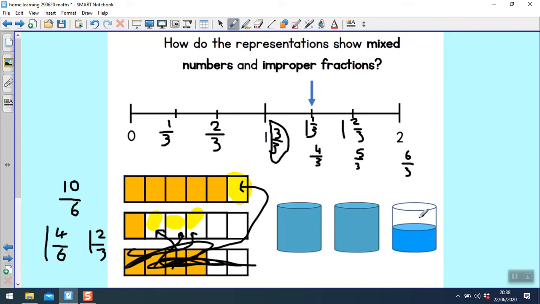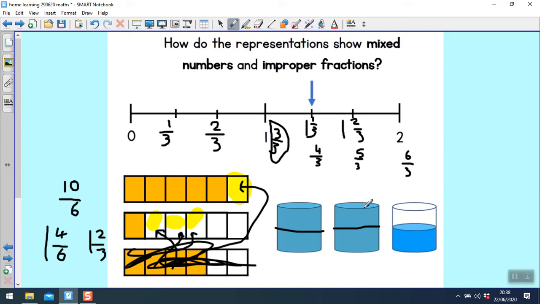How can I show this as a mixed number and an improper fraction? See if this helps. How would you write what this represents as a mixed number and an improper fraction? Have a go now if you haven't already.